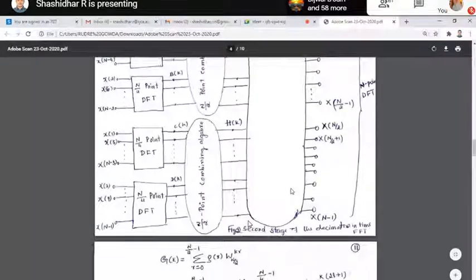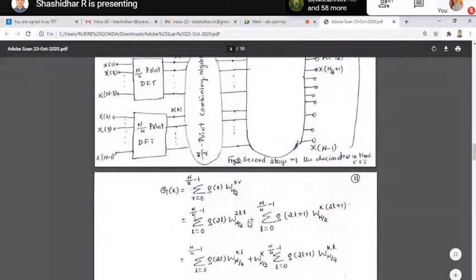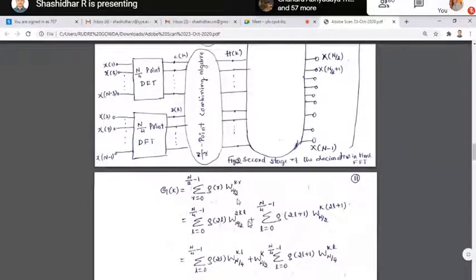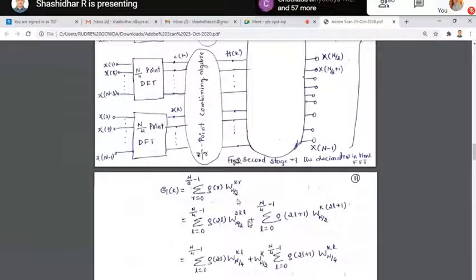Next, G(K) is equal to the summation over r = 0 to N/2 − 1 of G(r) W_{N/2}^{Kr}.